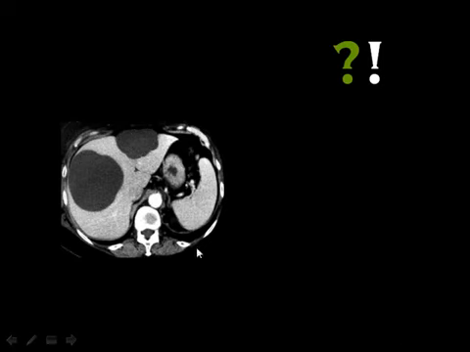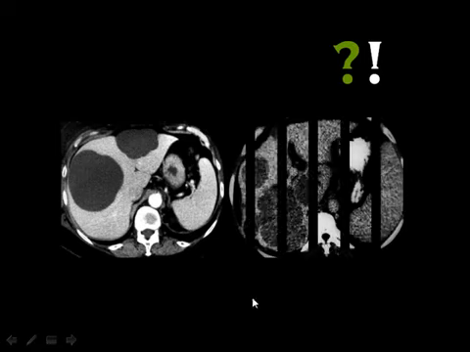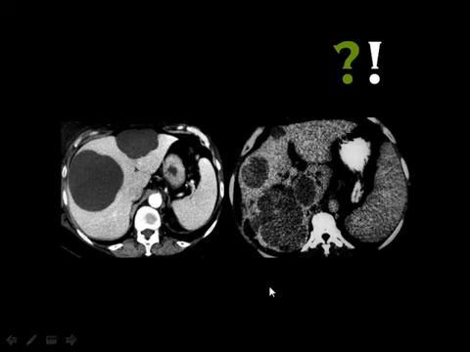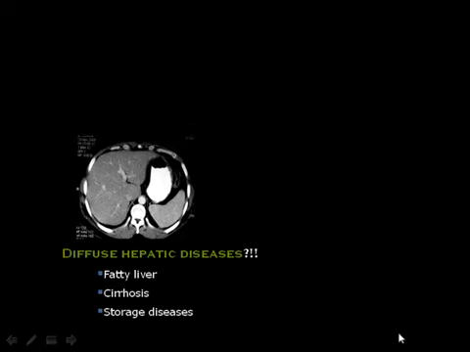Then I ask you, what do you think about these two focal lesions? They are cystic, they are benign. And what about these focal lesions? They are solid, they are malignant. And the differential diagnosis of cystic lesions will include the simple cyst, the hepatic abscess, the hydatid cyst, and the hemangioma, for example. The malignant lesions will include the hepatocellular carcinoma, cholangiocarcinoma, lymphoma, and metastasis.